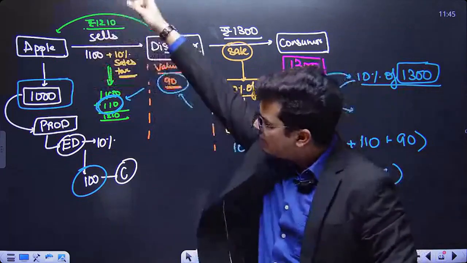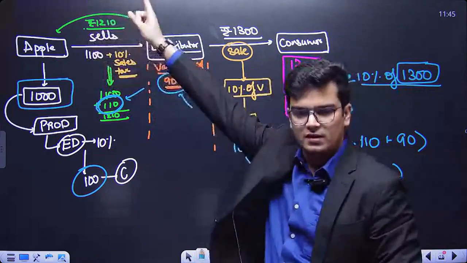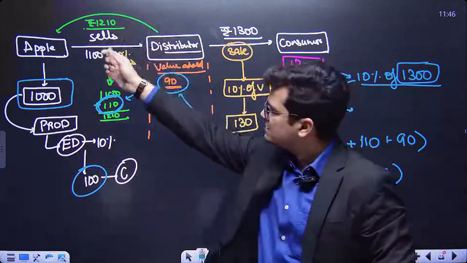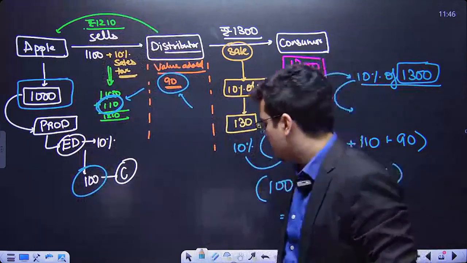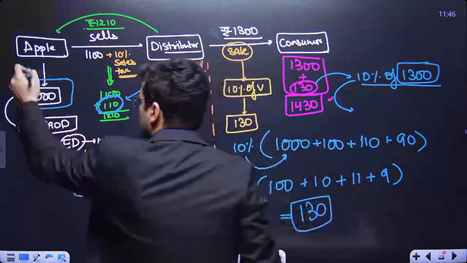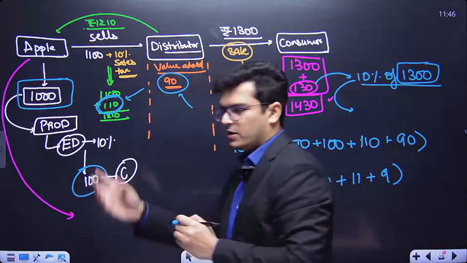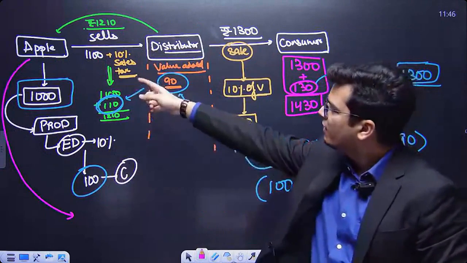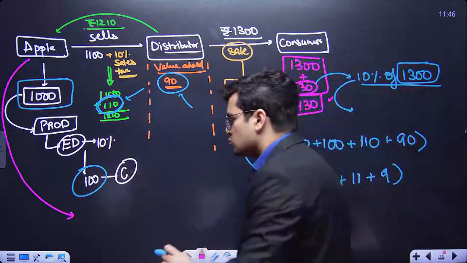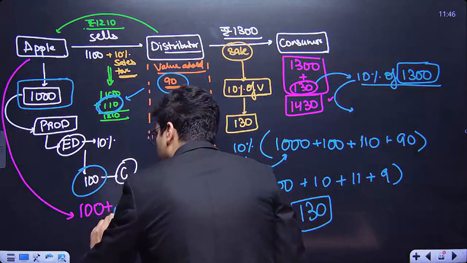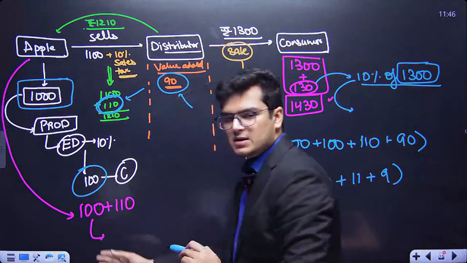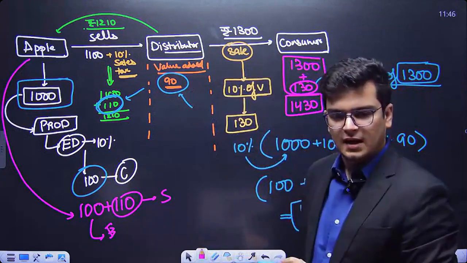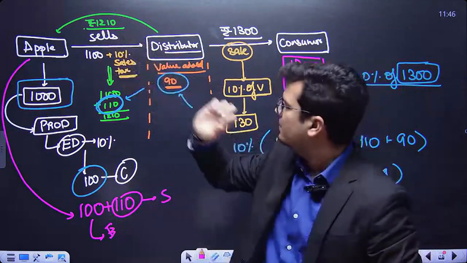Apple had already paid some money to the government here. Apple had already paid 100 rupees, and from this sales tax Apple has already paid 110 rupees. So Apple has already paid to the government, because this is Apple's responsibility. Apple has paid 100 as excise, and 110 as sales tax. Excise duty and sales tax Apple has already paid.